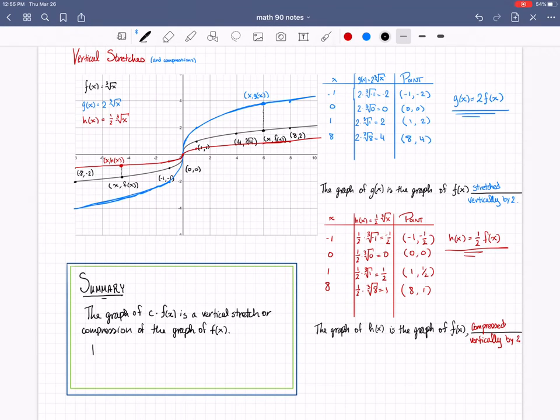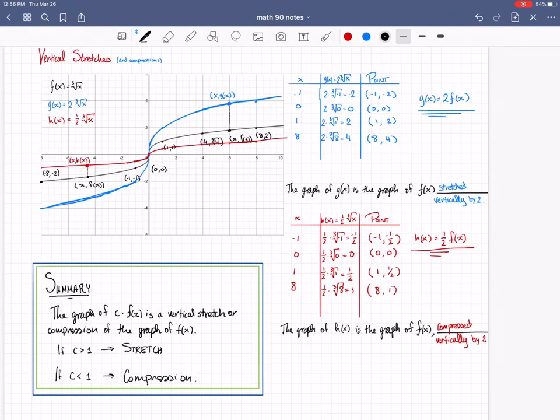If c is greater than 1, like 2, it's a stretch. If c is less than 1, like 1/2, it's a compression. So this is how vertical stretches and compressions work.